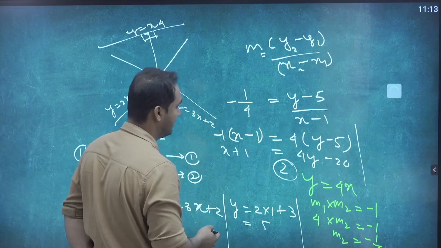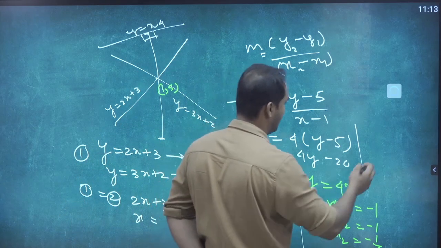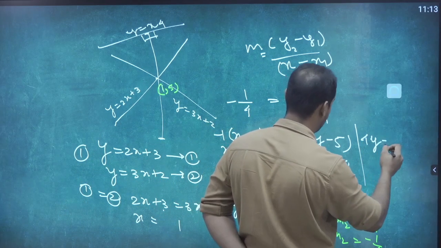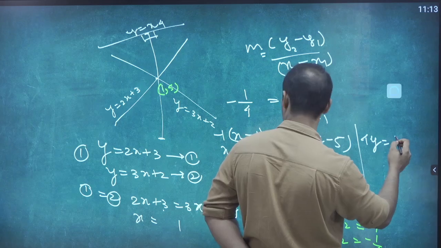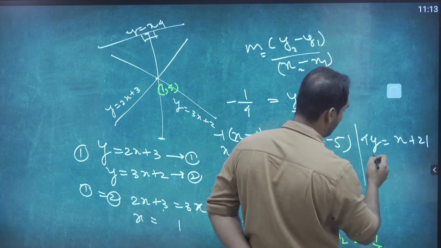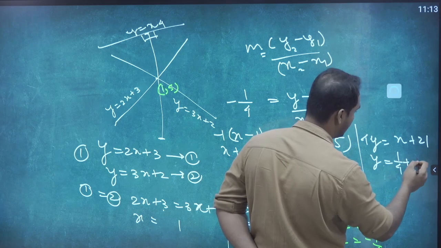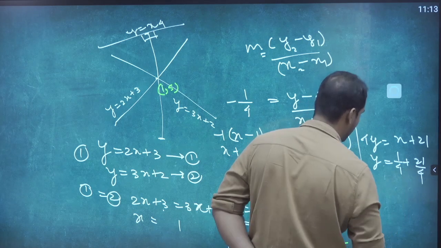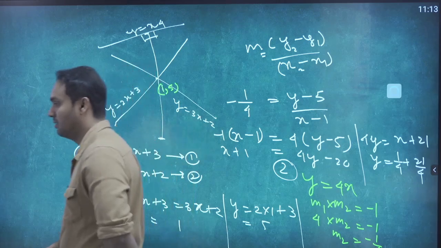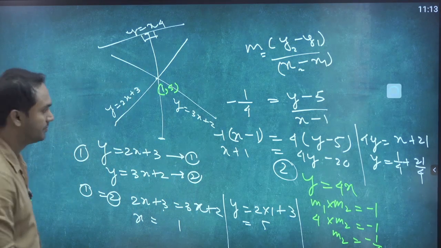So simplify it, what do you get? Minus 20 will become plus 20, that is 4y equals x plus 21. So y equals 1 over 4 x plus 21 over 4. That should be the final value. So the intercept is 21 over 4.